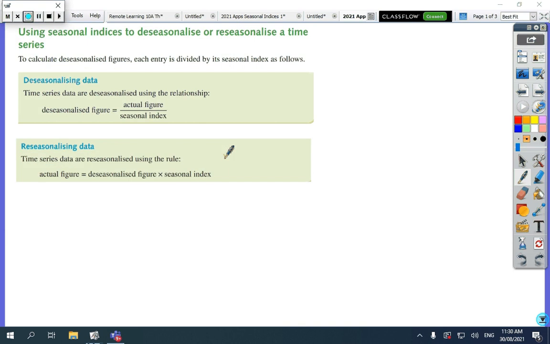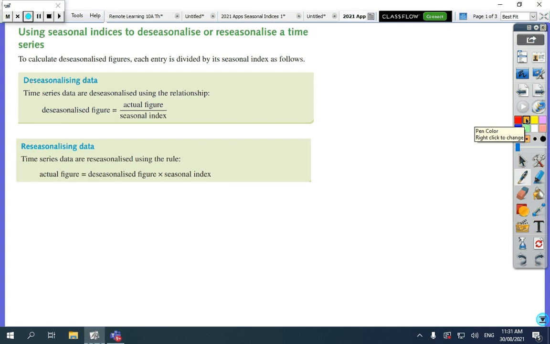Okay, so we're looking at the next video, which is looking at deseasonalising and reseasonalising data. So we've got our indexes. Okay, so there's two formulas that you'll have in your cheat sheet.